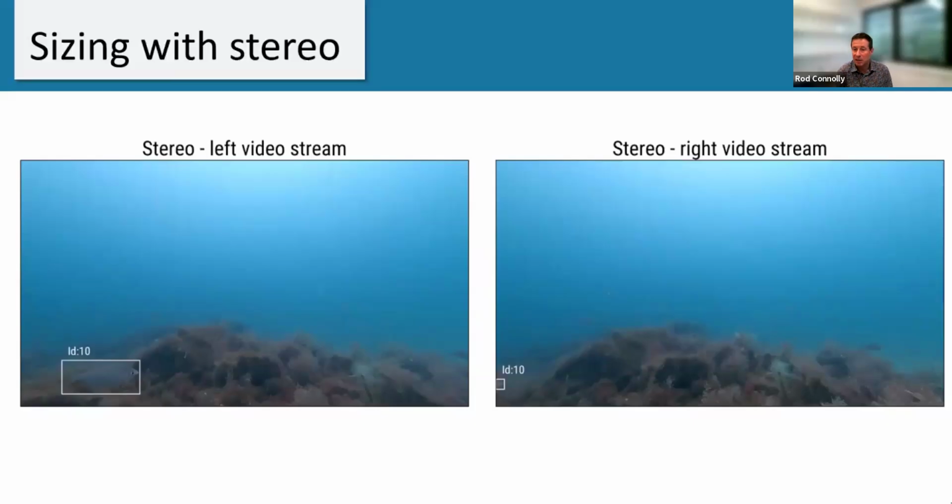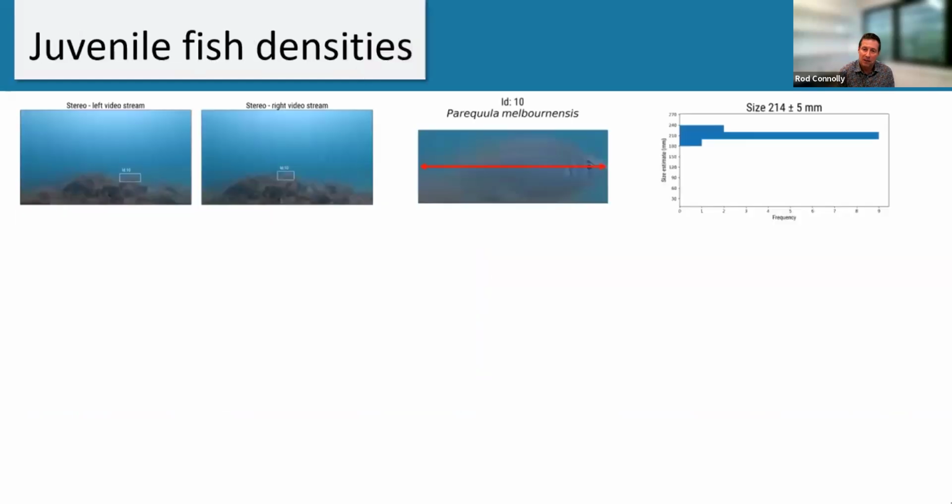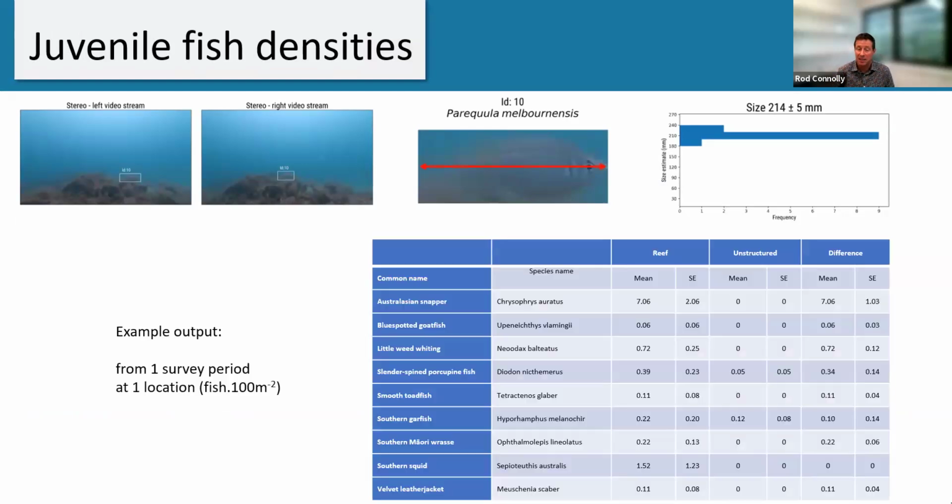And then, apart from counting and identifying, we're sizing using the two streams. And that goes through to the size of each individual, as shown here. And that then gets tabulated, and I'm not going to go into details, but you get the idea, hopefully. In the bottom right, this is an example of the density per fish per 100 square metres on the reef and unstructured. And then over on the far right is the difference column. And that's the one we're going to be working with from now on. That's the increase in fish density on the reef versus unstructured for these different species.